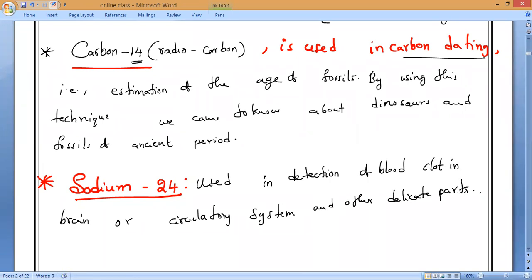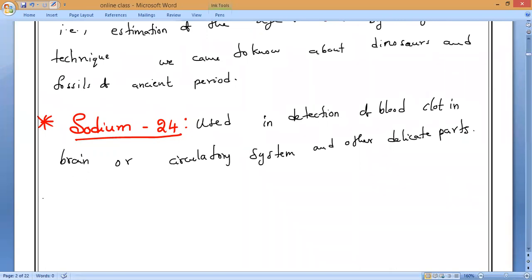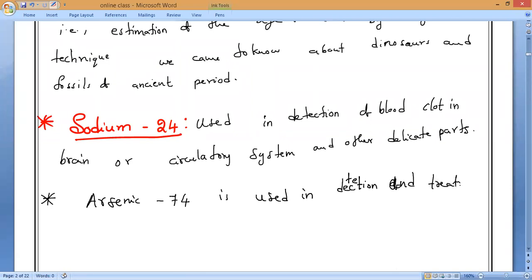Next, in the same way, we have another isotope called arsenic-74, used in detection and treatment of tumors. Have you heard about tumors? Yes. So that is what you can see: detection and treatment of tumors.